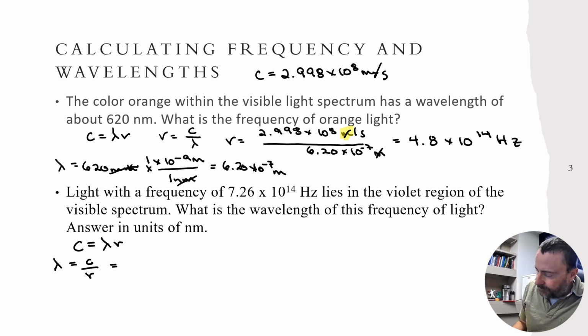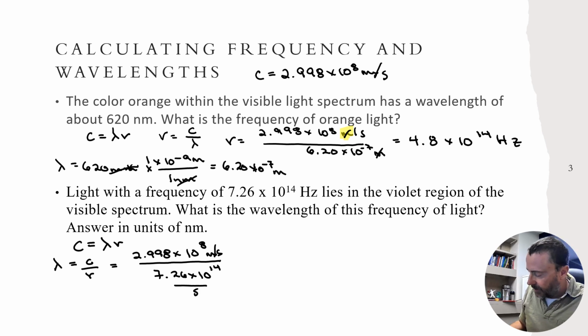So we've got 2.998 times 10 to the 8 meters per second divided by 7.26 times 10 to the 14th per second. And I promise you that these per seconds are going to cancel each other out. It's just the way that they are. The denominator of the denominator is in the numerator, and so they end up canceling out there. And so I'm going to get this value to be 4.13 times 10 to the minus 7th meters.